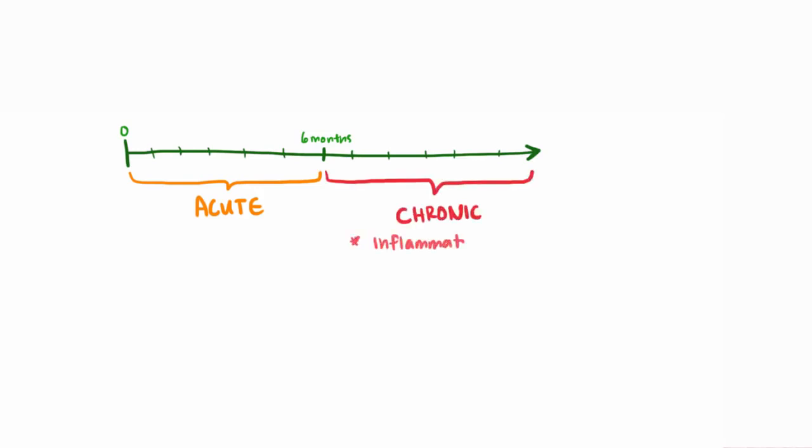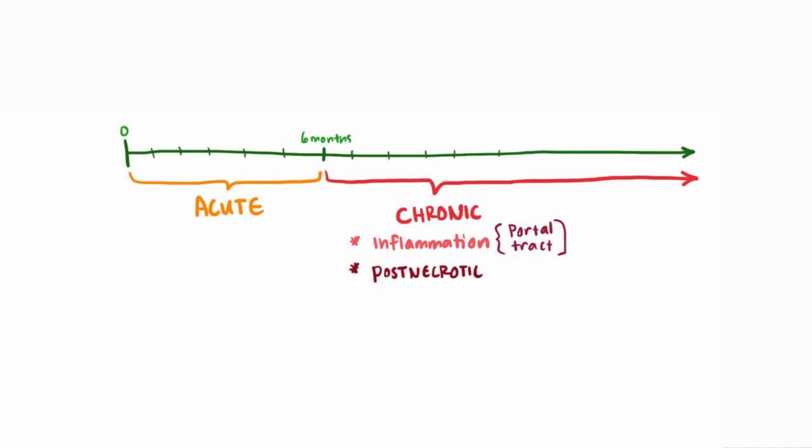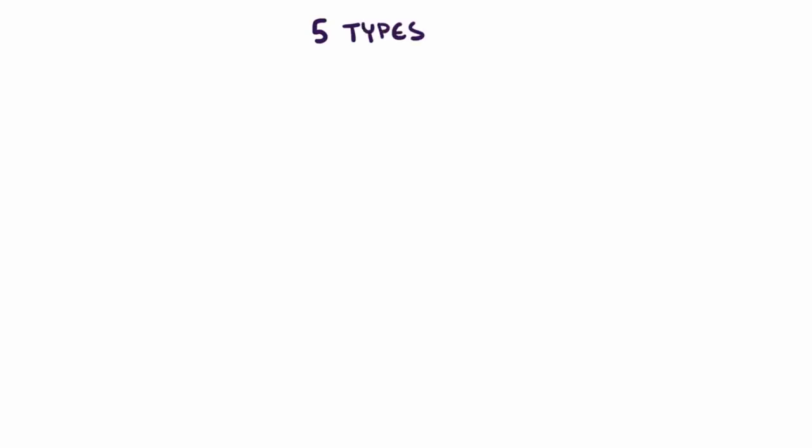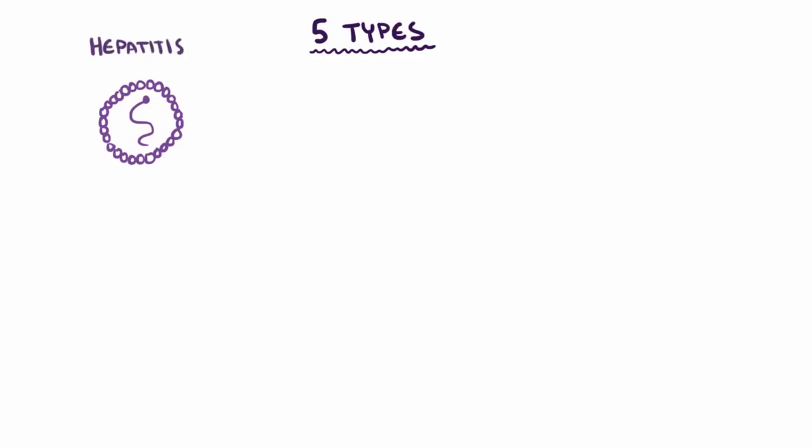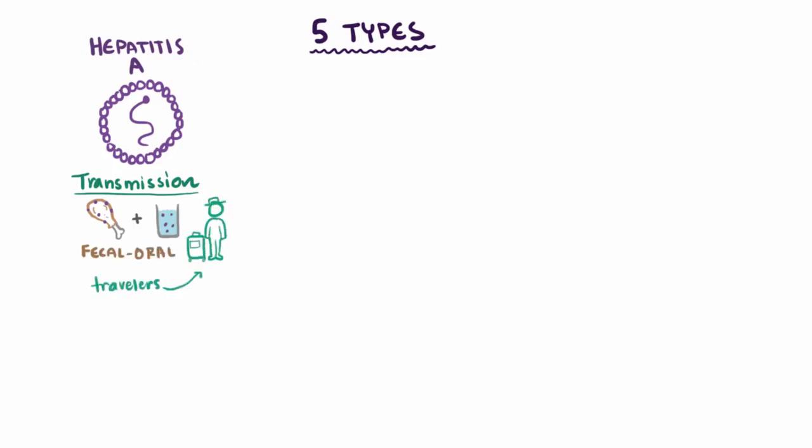If symptoms continue or the virus sticks around for more than 6 months, viral hepatitis goes from being acute to being chronic hepatitis. At this point, inflammation mostly happens in the portal tract, and if inflammation and fibrosis keep happening, we consider that a pretty bad sign, since it might be progressing to post-necrotic cirrhosis. Now, there are 5 known flavors of hepatitis virus that have slightly different and unique properties. Hepatitis A is transmitted through ingestion of contaminated food or water, in other words, the fecal-oral route, and is known to be acquired by travelers.